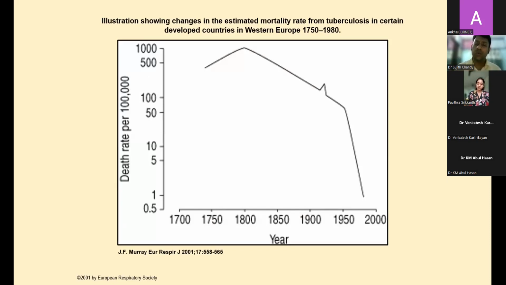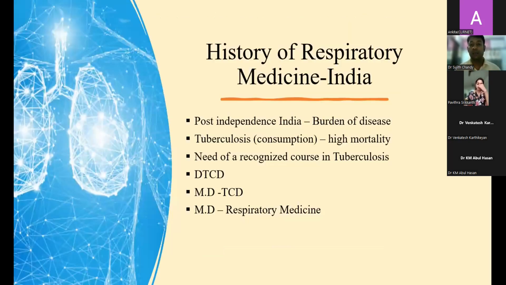Till then, it was primarily isolating the patient into a sanatorium, and depending on the patient's natural defense mechanisms and natural immune system to overcome tuberculosis with time. You can see from this graph that only after the mid 1900s, with ATT, the mortality rate of TB began to decline. So what about respiratory medicine in India?